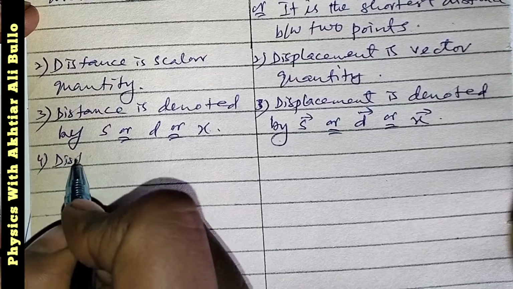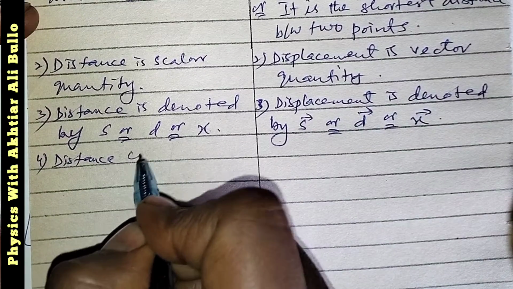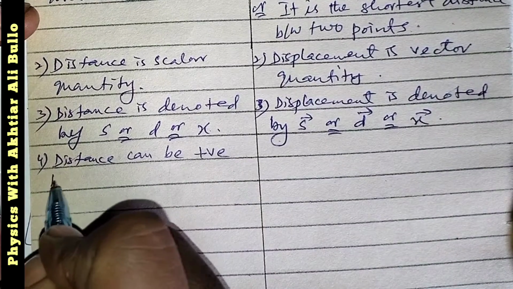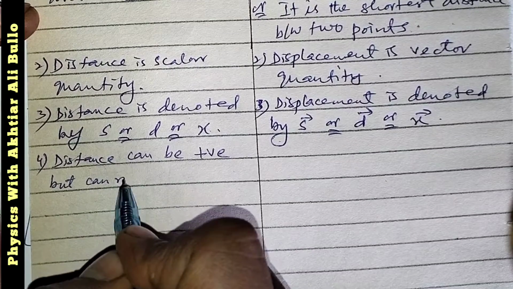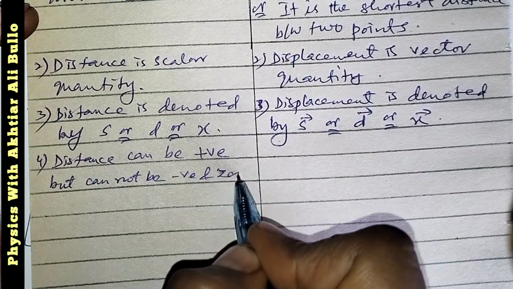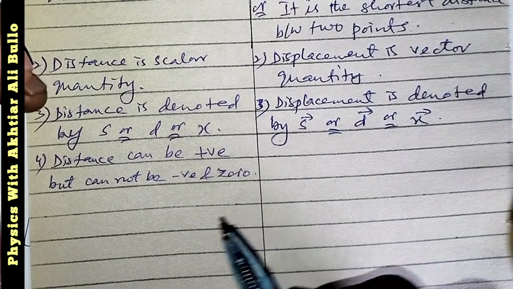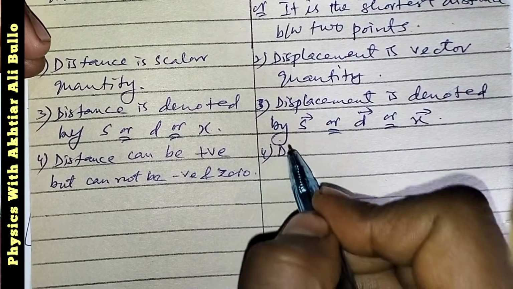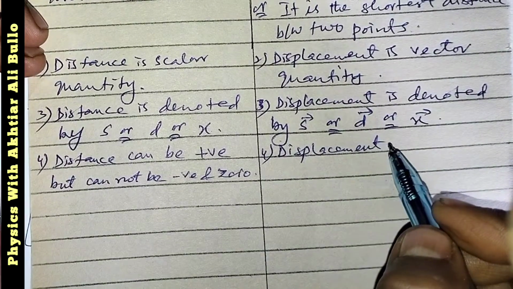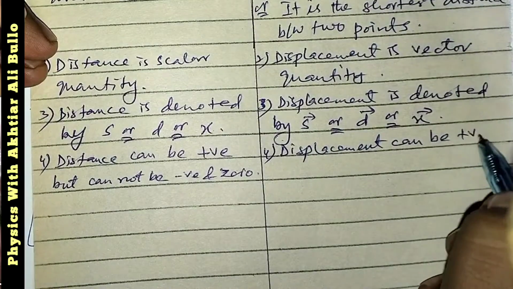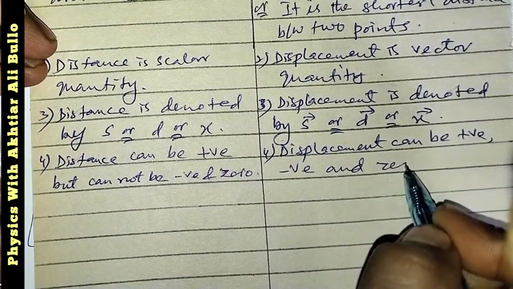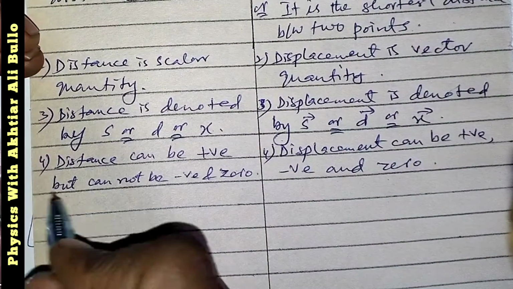Distance can be positive but cannot be negative and zero because it is a scalar quantity. Displacement can be positive, negative and zero because it is a vector quantity.